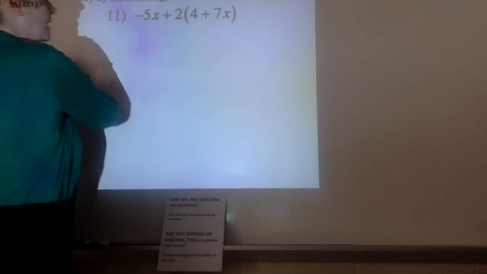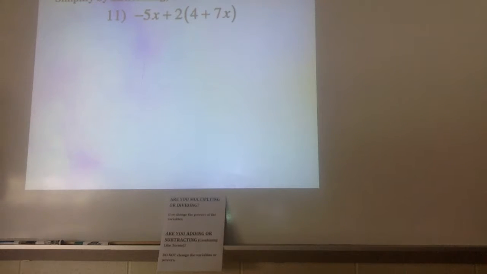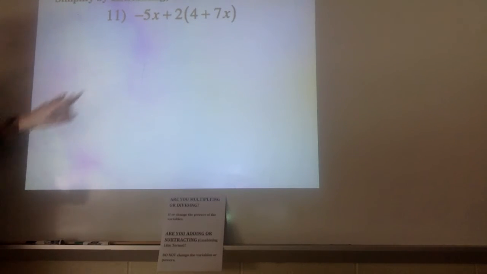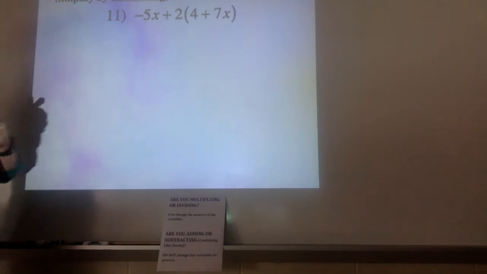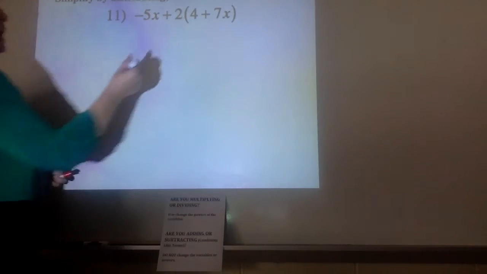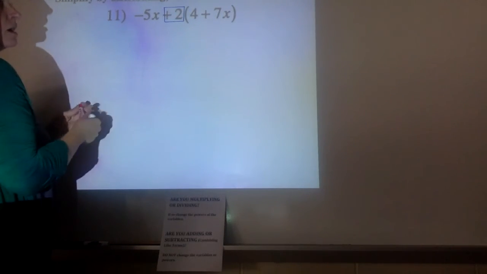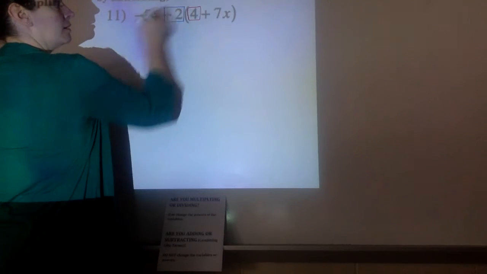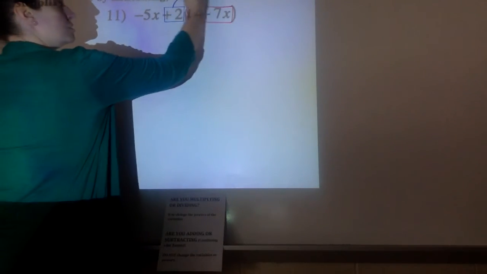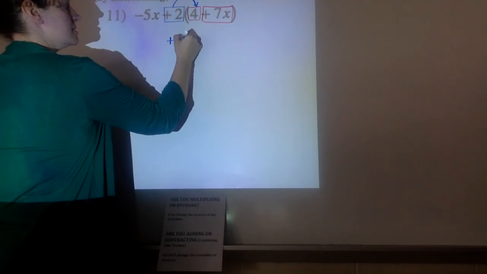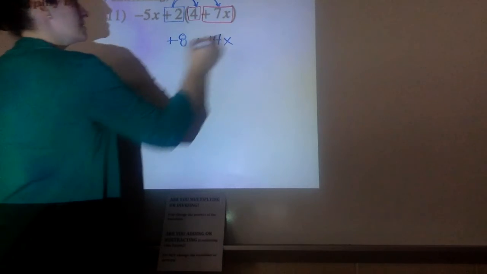Moving on to number 11. Number 11 tends to be tricky for students because they want to simplify the problem by adding right from the beginning. Do not do this. According to PEMDAS, we always multiply first. So I'm going to take this plus 2. I'm going to multiply it by the 4 and the 7x. 2 times 4 is positive 8. 2 times 7x is positive 14x.